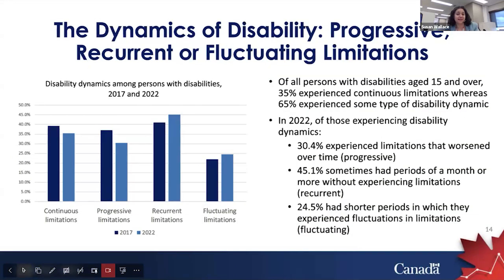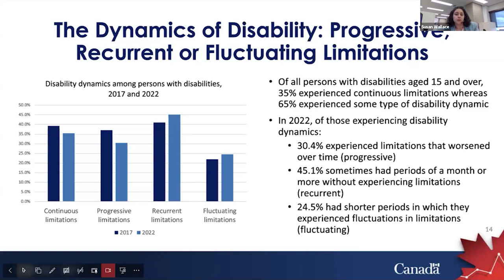So this is probably the slide that everyone is the most looking forward to. And this is actually the first time that we've presented this information because we have not yet had a chance to replicate analysis that happened previously. So of all persons with disabilities, 35% experienced continuous limitation, whereas 65% experienced some sort of disability dynamic.